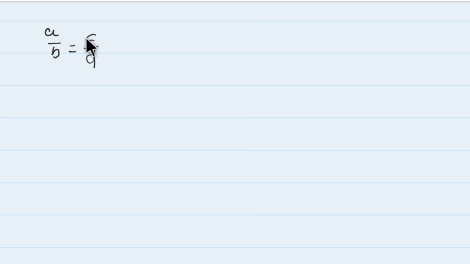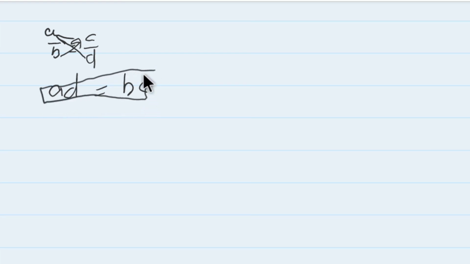Now more generally, if A ratio B is equal to C ratio D, then AD, that is A times D, is equal to B times C. A times D is equal to B times C. So we will use this result while solving the proportion equation.